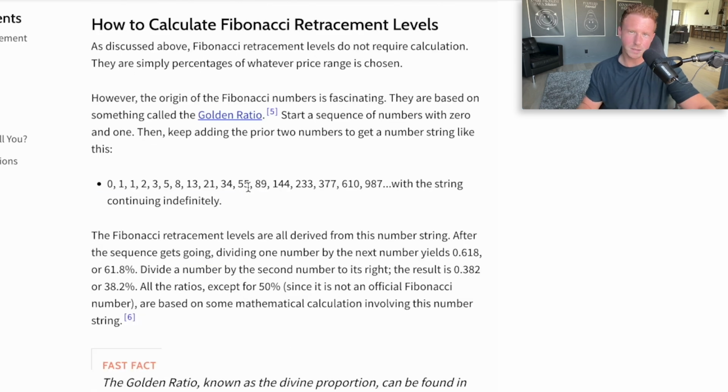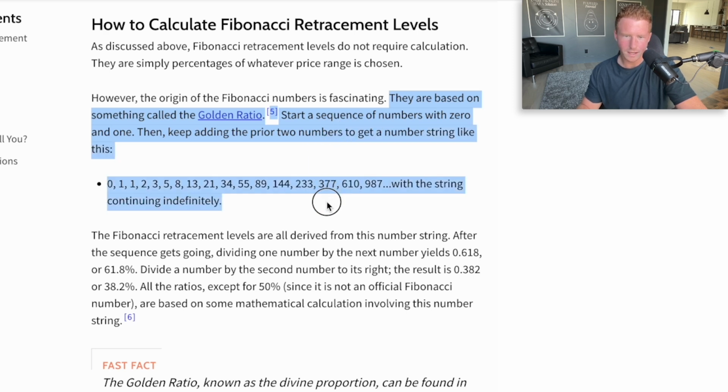So these have a deep history. I'm not going to go too much into it, but it says Fibonacci retracement levels do not require calculation. They are simple percentages of whatever price range is chosen. They're based on something called the golden ratio. Start a sequence of numbers with 0 and 1, then keep adding the prior two numbers to get a number string like this, and you'll get something like this. And that's basically where the percentage numbers come from.